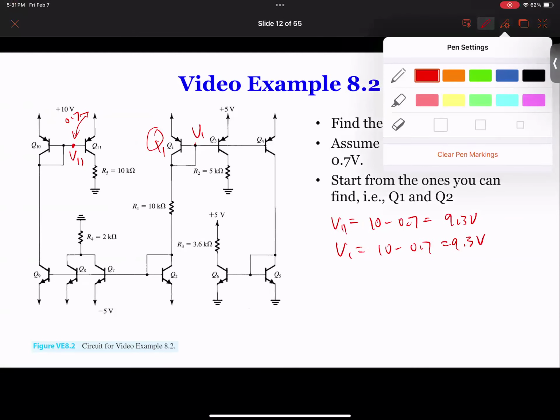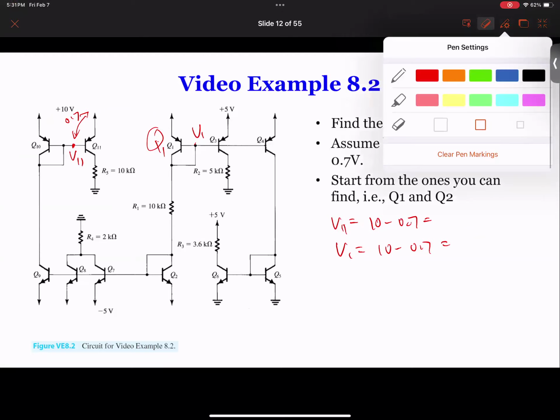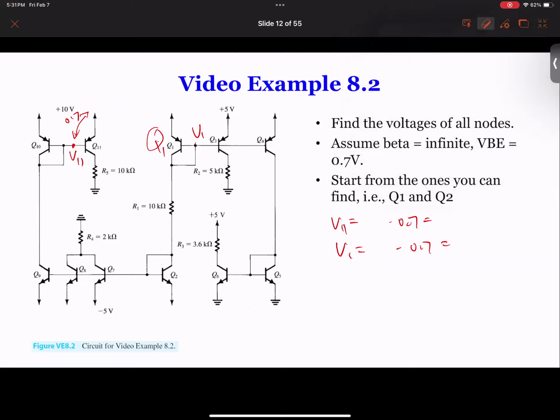You guys are really smart. Five minus... Oh, that one actually is 0. Sorry. So it's 4.3 volts. That one is 10. So that one is correct. So V1, we found V1.